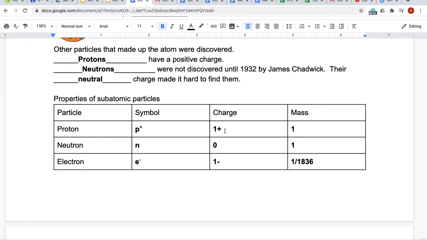And so when you have a proton, the proton has a 1+ charge. So if you have 10 protons, you have a 10+ charge. And chemistry shows it as the number and then the plus after it, not a +1 charge. Neutron, 0 charge, and then each electron has a 1− charge. So if you had 10 electrons, you'd have a 10− charge.